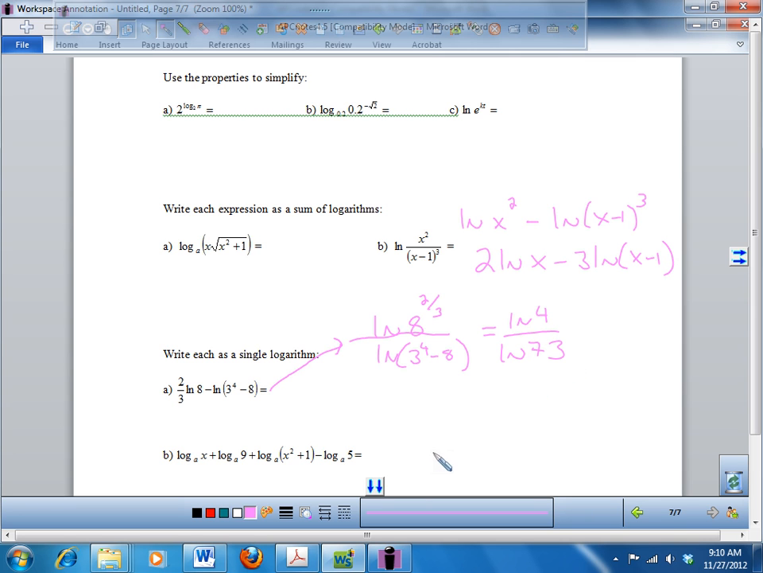What would that be, like, raised? No, it's just natural log of 4 over. Yes, sir.